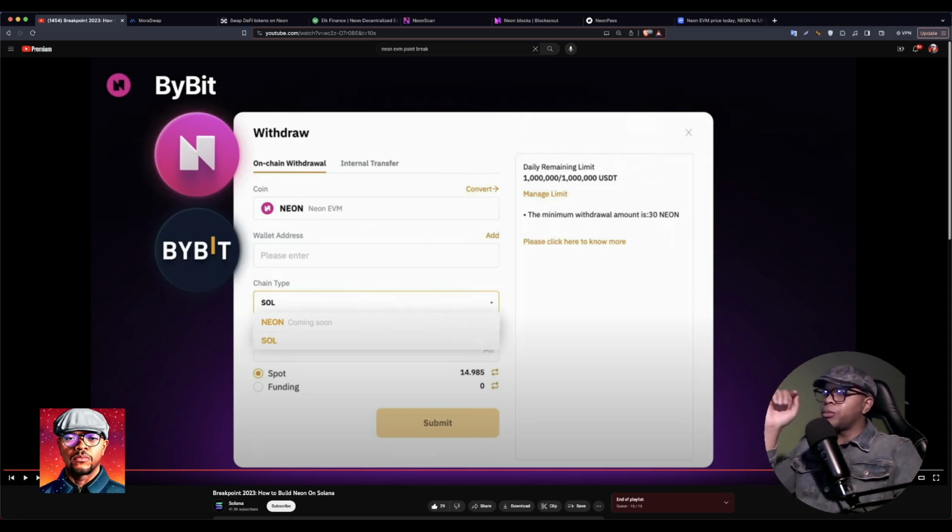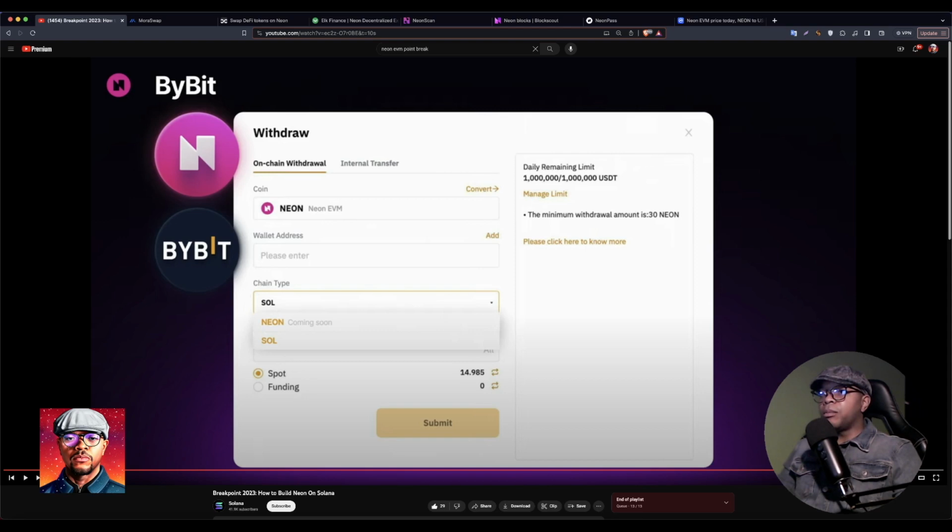What's available is the SOL, the Solana network. That's actually a wrapped version of Neon. There's no difference in the value of the token. It's just a wrapped version of it, right? So what he's talking about here is that they're working with exchanges like Bybit, probably Gate too, to make it so that you can withdraw your Neon EVM tokens directly to your Neon EVM wallet, the mainnet. So you can see here that's coming soon.